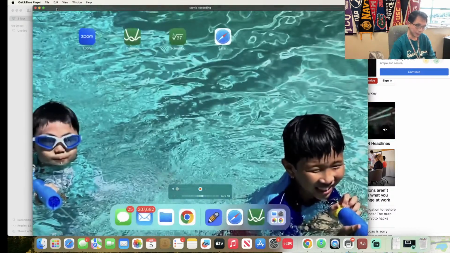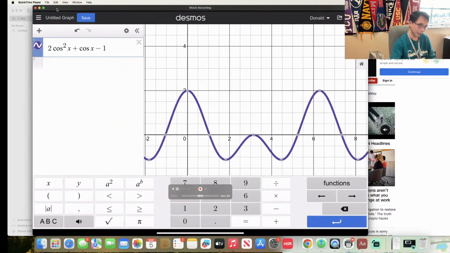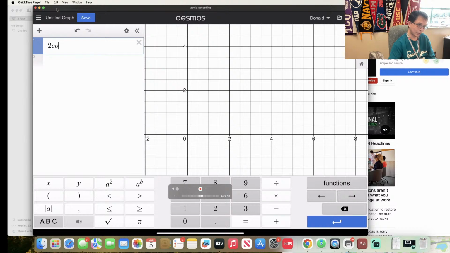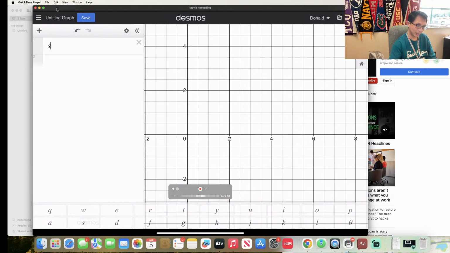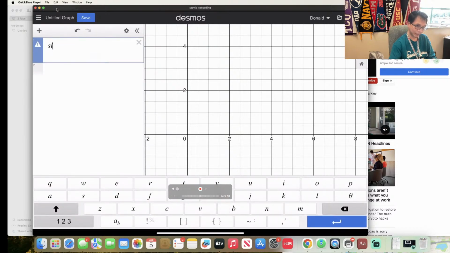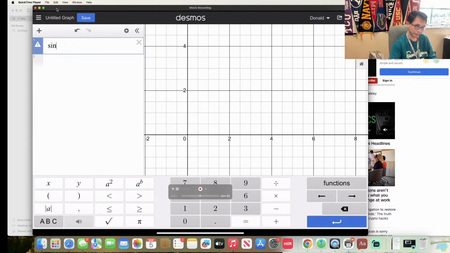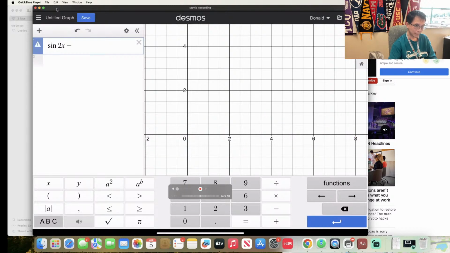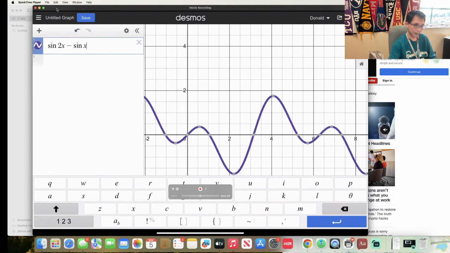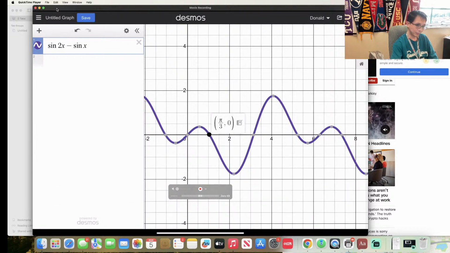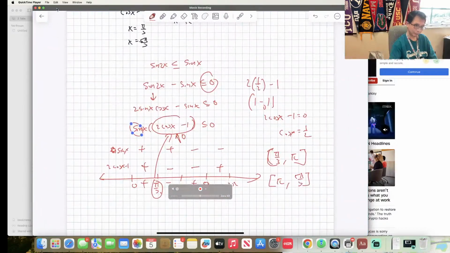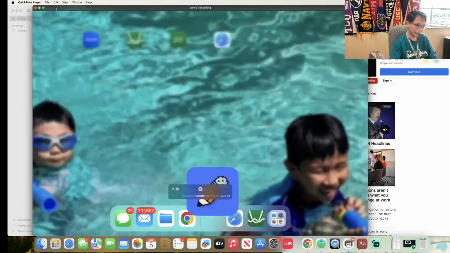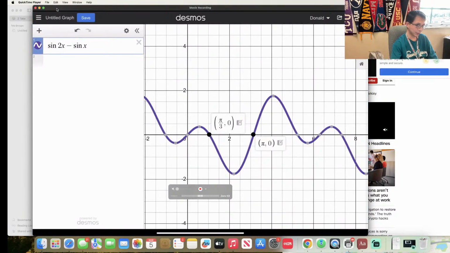Now, if you don't believe me, you can type it in. Let's figure out sine of 2x minus sine of x. And we're looking for the negative region, which is from here to here, pi over 3 to pi. Pi over 3 to pi is included because at those two points it equals 0. And also 5 pi over 3 to 2 pi, included.